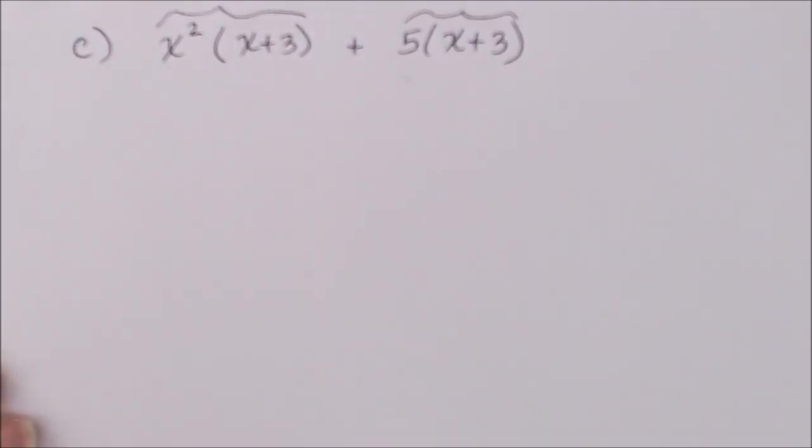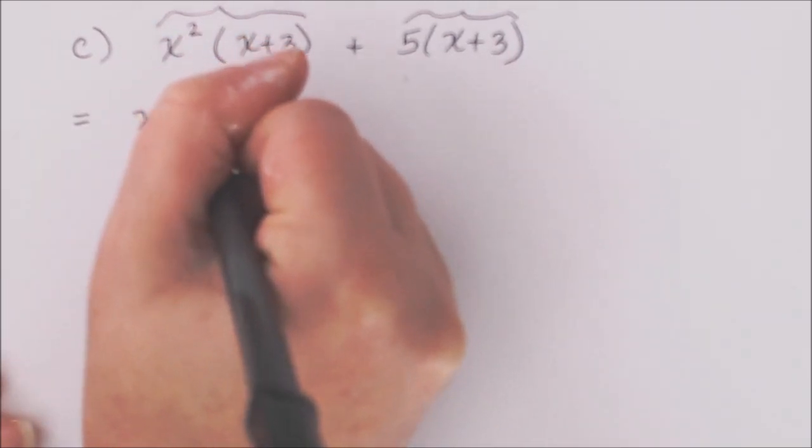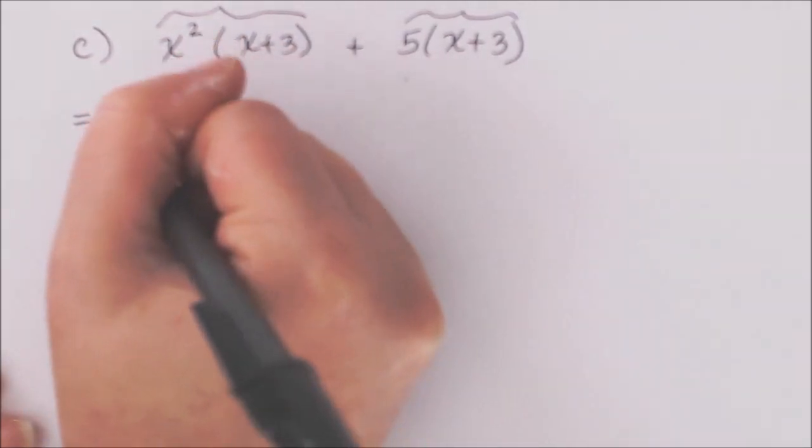So between those two terms, what do they have in common? Hopefully you see that they have the x plus 3 in common. Even though it's a binomial, it's still what they have in common. It's the GCF. So I'm going to take the x plus 3 out front, and because it's a binomial, I'm going to leave it in parentheses.